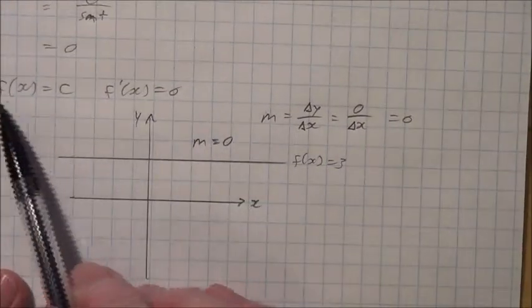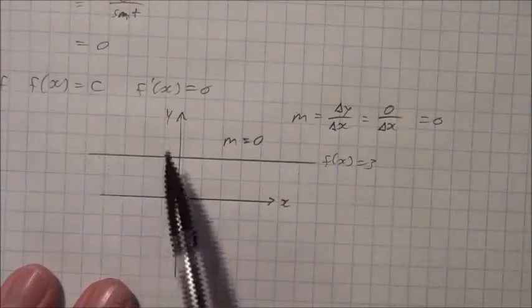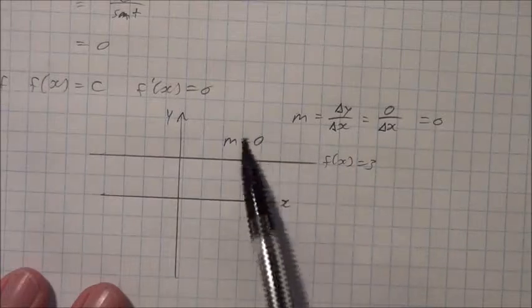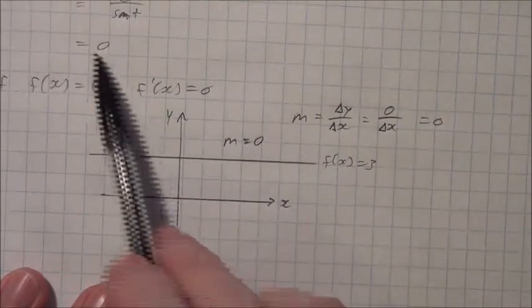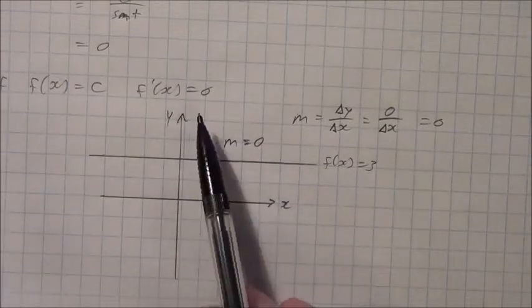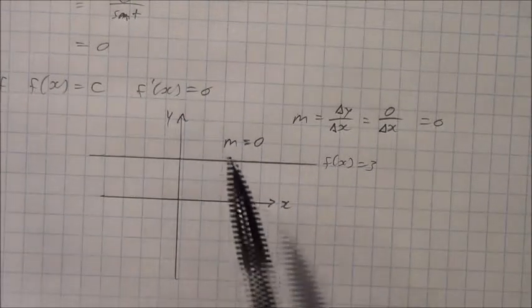So by looking at a constant function, we see that the function itself is just a horizontal line, which gives us the gradient of 0. And that's proven here by using the limit definition of the derivative to find that as well.